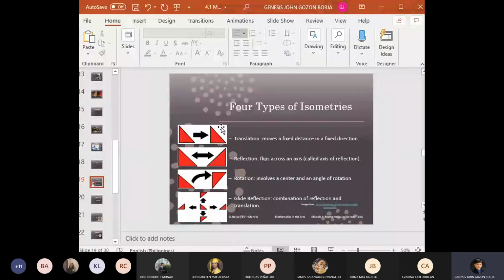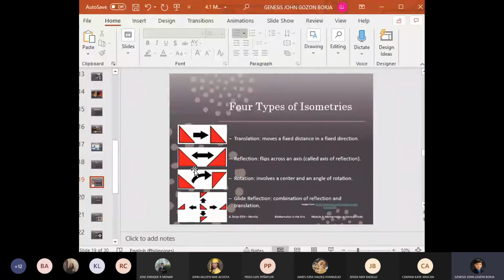So saan ba tayo nagre-reflect? Because different axis of reflection means a different reflection. Diba? So halimbawa, if this is our triangle and we reflect along this vertical axis here, our image will be something like this, di ba? Ito na yung magiging mirror reflection niya. Okay, but if we get an axis of reflection at the bottom, then iba naman yung magiging reflection niya. Iba yung magiging output natin.